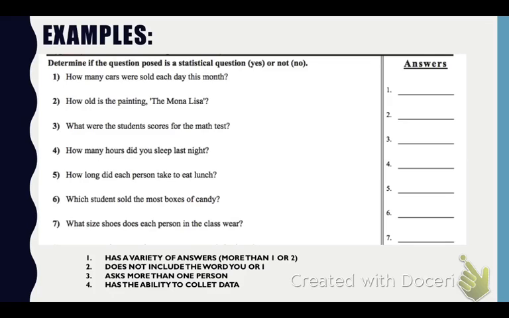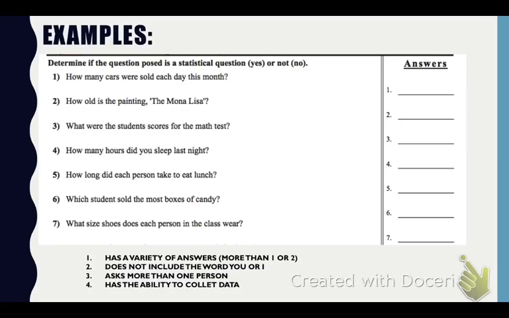Let's move on. Here are some examples. Okay? How many cars were sold each day this month? The question is, is that statistical or not? Well, here's the deal. We're not just asking for one day, so we're going to get multiple answers.